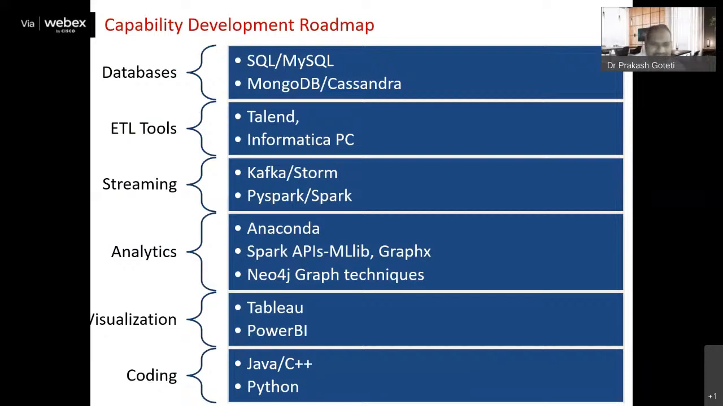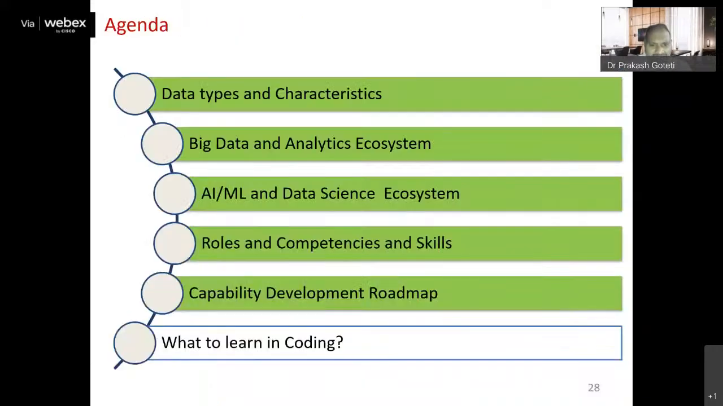So what exactly one can look at? You can just look at the core workloads, right? One database area, ETL area, streaming, analytics, visualization, and coding. Considering these areas, we can pick up a couple of tools and platforms in each of these things. I will just give 1 second, you can note down. Right, so let me do the next thing.